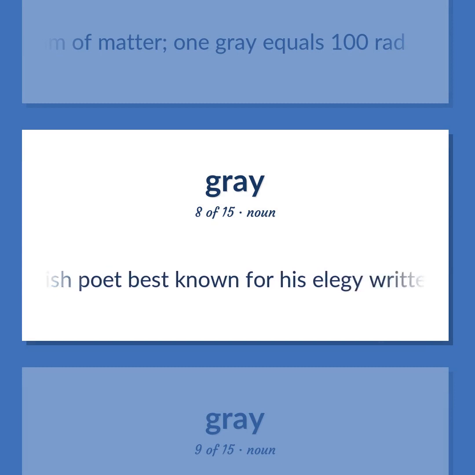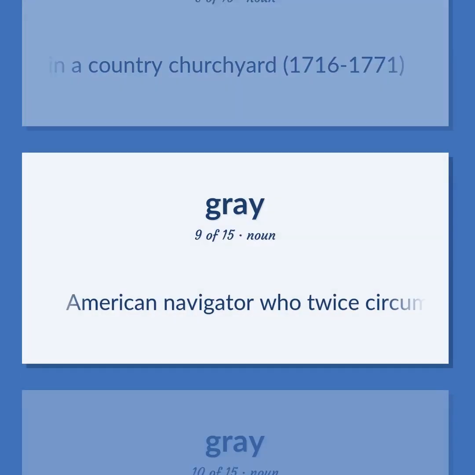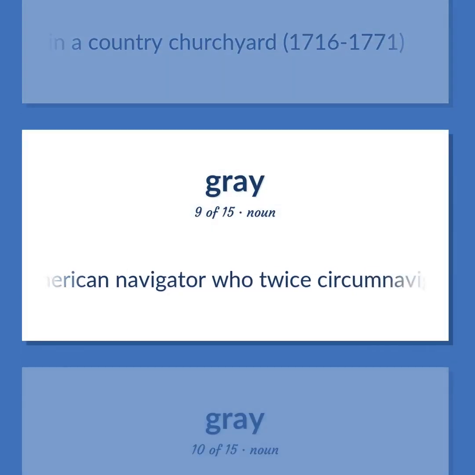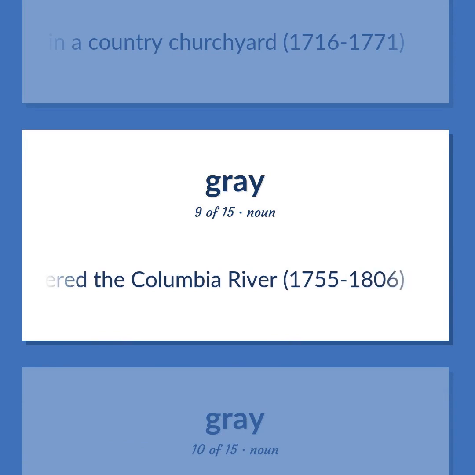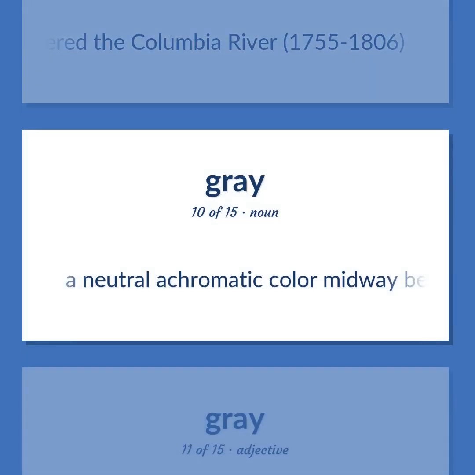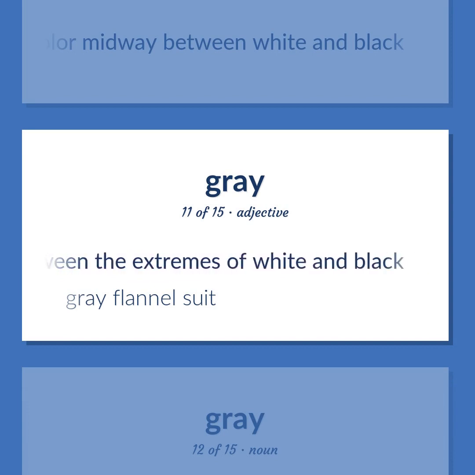English poet best known for his elegy written in a country churchyard, 1716 to 1771. American navigator who twice circumnavigated the globe and who discovered the Columbia River, 1755 to 1806. A neutral achromatic color midway between white and black. Of an achromatic color of any lightness intermediate between the extremes of white and black. Gray flannel suit.